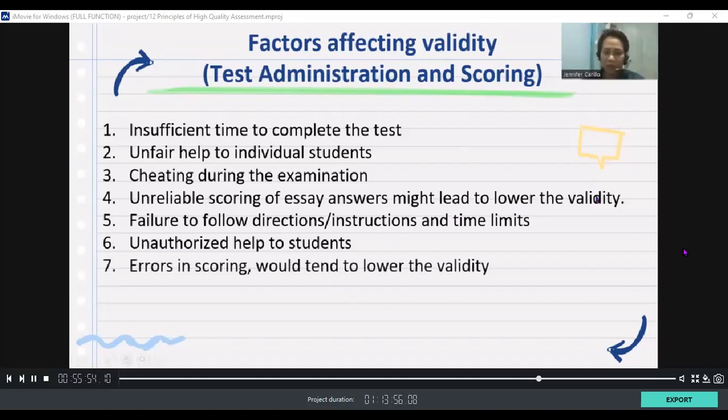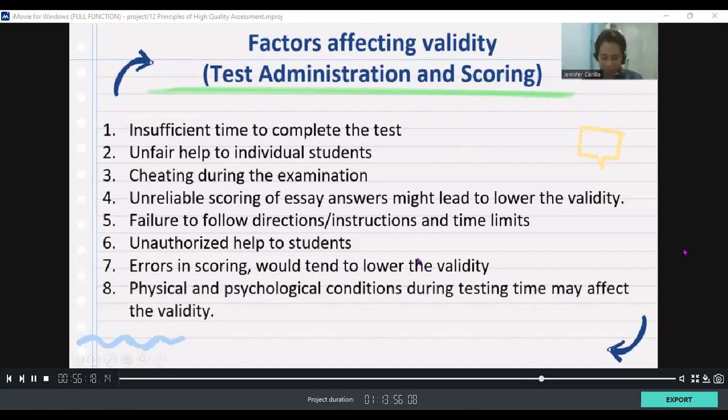Errors in scoring. For example, you make a mistake in points: instead of 5 points you give only 2 points, or instead of 2 points you give 5 points. Or in counting the score, a big score becomes small, or a small score becomes big. So that would also affect the validity.